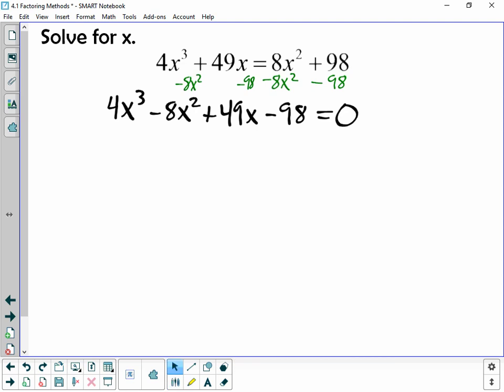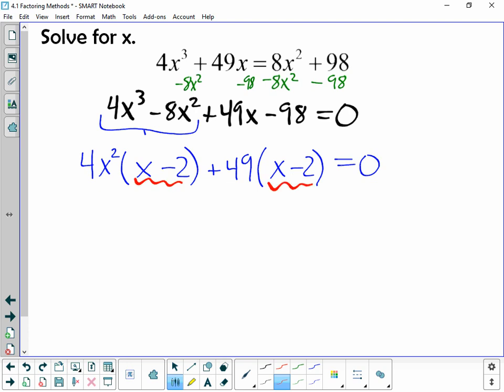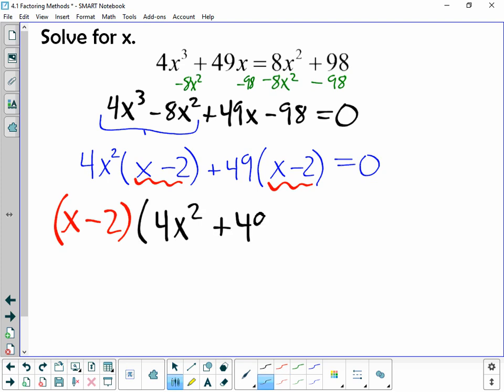So we're going to notice now, hopefully, that you have 2 groups of 2. You have a 4-term polynomial, so let's try grouping. This first set has a 4x squared in common, leaving behind an x minus 2. In this second set, I can factor out a 49, leaving an x minus 2 when I factor it out. Grouping works great here. We have an x minus 2 and an x minus 2, which we can factor all the way to the front. So now in our first term, we have a 4x squared, and in that second term, we have a 49.